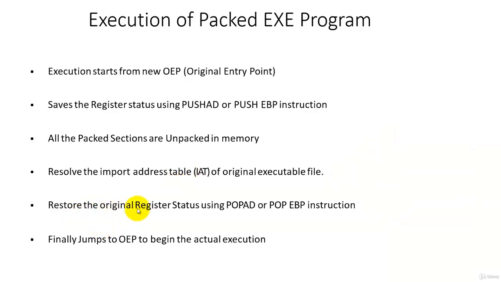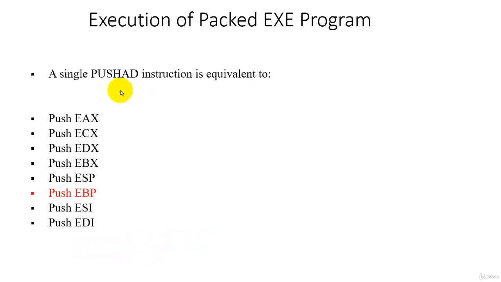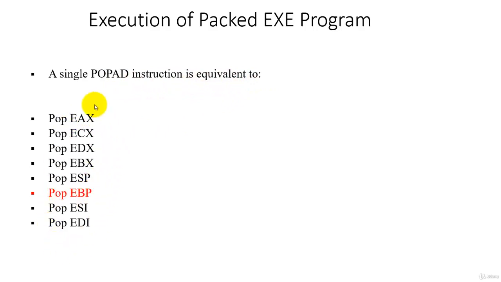It will restore the original register state using the POPAD instruction or POP EBP instruction, and then finally it will jump to the OEP to begin the actual execution. A single PUSHAD instruction is equivalent to all these pushes. The most important is EBP. A single POPAD instruction is equivalent to all these instructions, and the most important is POP EBP.